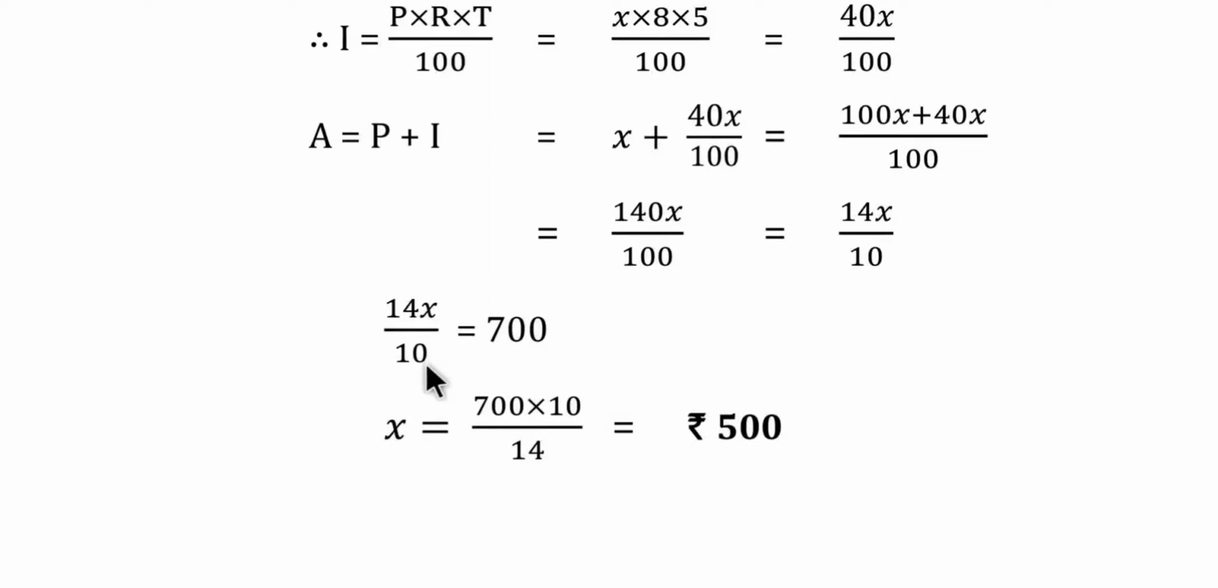So when we equate it, we get the equation and we can easily solve and get the value of X. So X is equal to 700 into 10 divided by 14, which goes down to the denominator. Now 14 will cancel 700 50 times. So 50 into 10 is 500. So the principal over here that we are supposed to find is equal to rupees 500. That is the required answer.